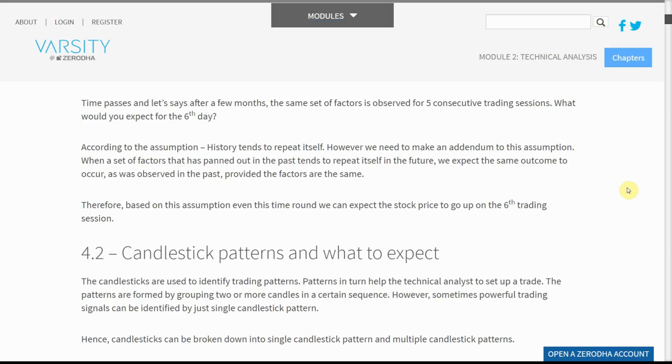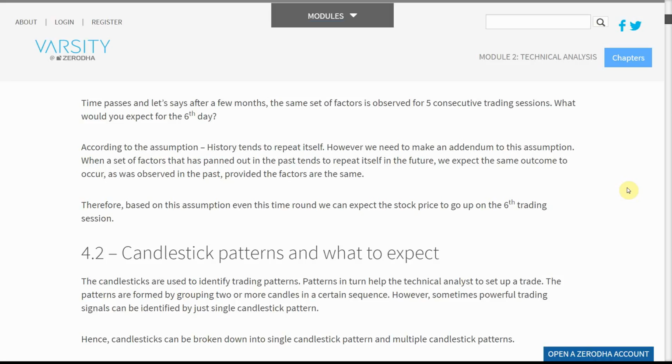4.2 Candlestick patterns and what to expect. The candlesticks are used to identify trading patterns. Patterns in turn help the technical analyst to set up a trade. The patterns are formed by grouping 2 or more candles in a certain sequence. However, sometimes powerful trading signals can be identified by just a single candlestick pattern. Hence, candlesticks can be broken down into single candlestick patterns and multiple candlestick patterns.